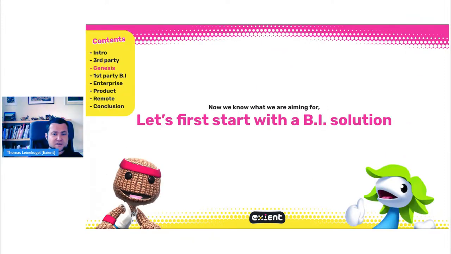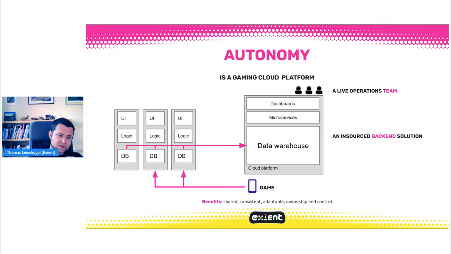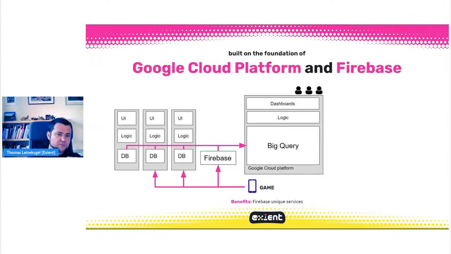Okay, so let's do that step by step. First iteration. We know what we wanted, but we would start with something slightly smaller, and let's start with our own BI solution, first-party BI. And that's how autonomy started. A gaming cloud platform: the game, then we go on the cloud, data warehouse, we get all the data that we can gather in there, in-sourced data, in our backend, and then we have our own logic on top of that, our own dashboards, but they will actually be shared across the live operations team, the same for all of us. And that platform will be built on Google Cloud Platform and Firebase.